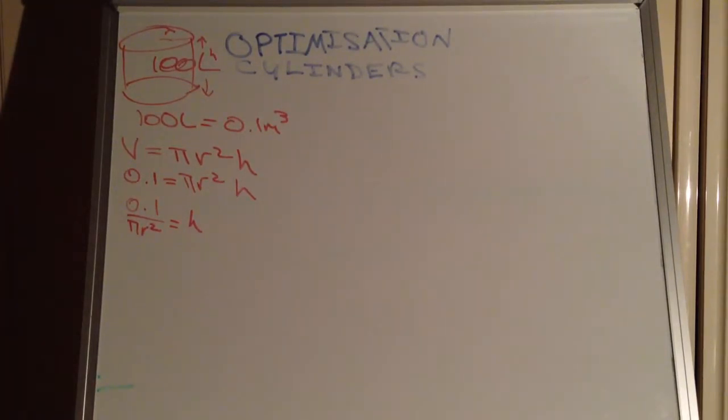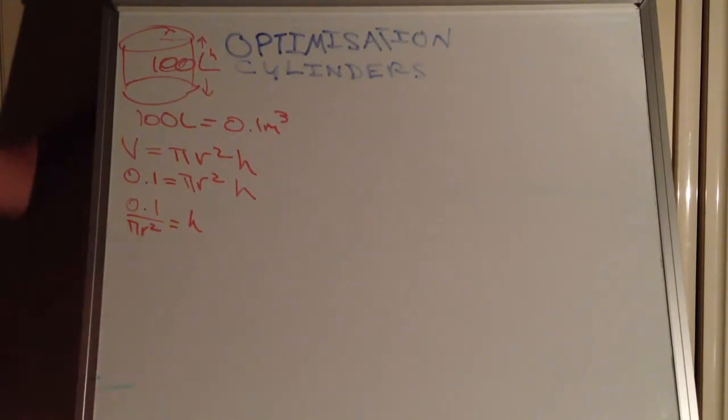Cool, so we know what our h value is, and we can move on to the next step now, and that is to use a total surface area formula to be able to work out when the derivative of that equals 0, so we get the value where the total surface area is a minimum.